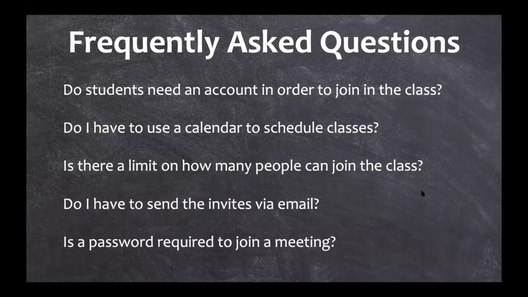Is there a limit on how many people can join the class? With a free account all the way through an enterprise account, the max amount of people that can join your class is 100 unless you pay to tier up. And then I think the max is 10,000, with plans at 500 and then 1,000, but you can go as many as 10,000 people on Zoom at one time. But by default, regardless of whether or not you have a free account, you can go up to 100 people joining the class.